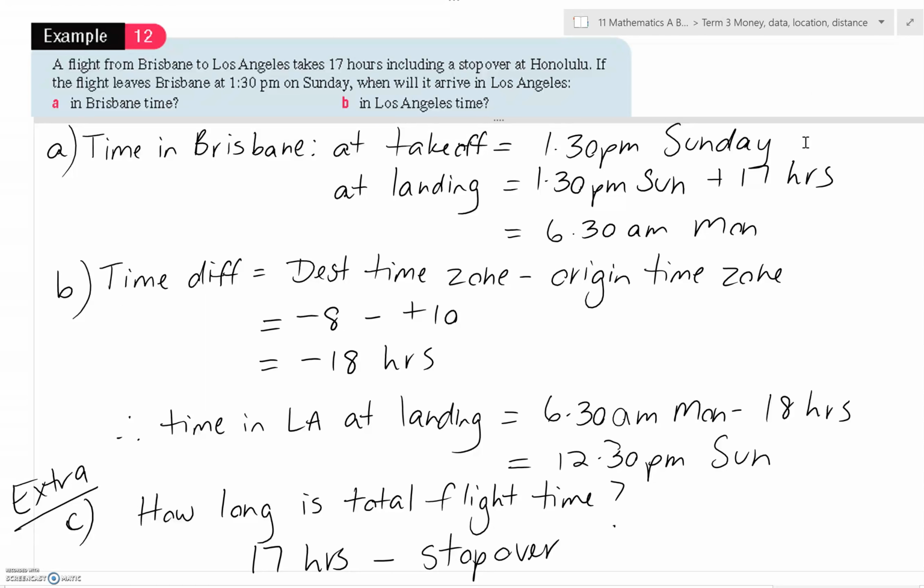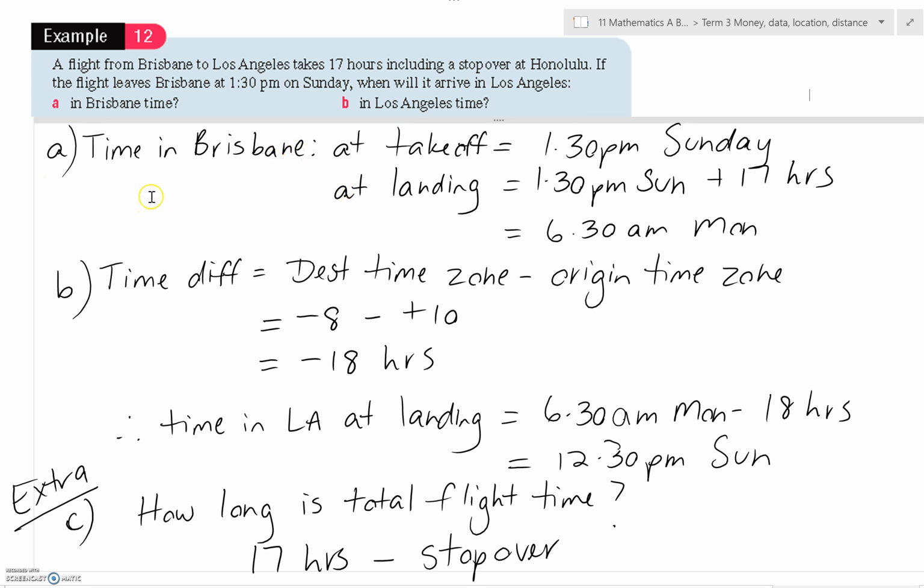Okay, so we've got a flight from Brisbane to Los Angeles, takes 17 hours, including a stopover at Honolulu. If the flight leaves Brisbane at 1:30 p.m. on Sunday, when will it arrive in Los Angeles? And they want that in Brisbane time and also in Los Angeles time. So we're going to do the Brisbane time first.